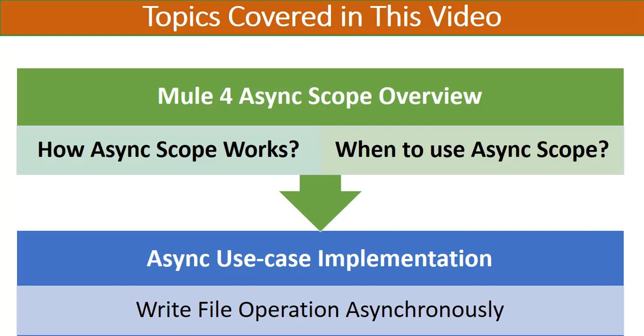scope. And we will see that the main flow will continue to process independently and the async flow will be processed independently. The main flow will not be waiting for the completion of all the operations within the async scope. So I hope that now the use case and the basic understanding about async scope is clear to you. Now we will jump into the demonstration and I will start implementing this use case.